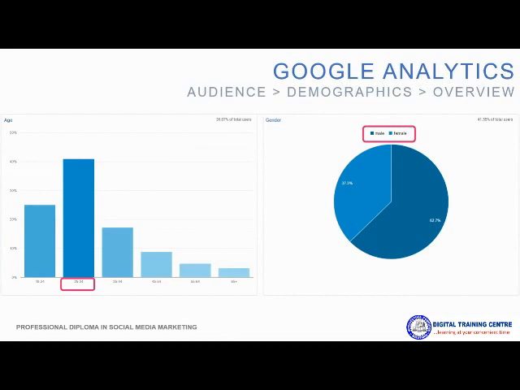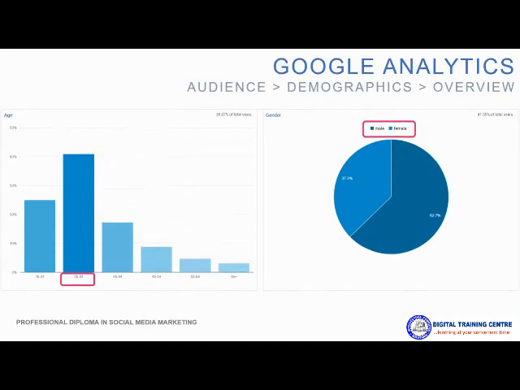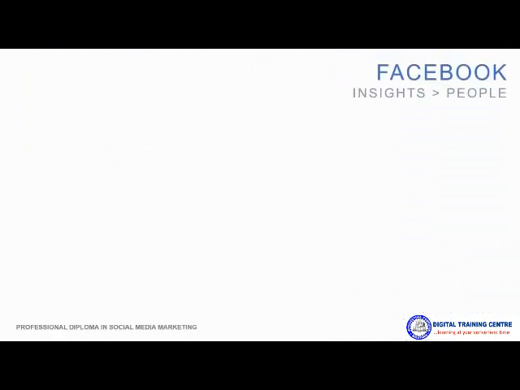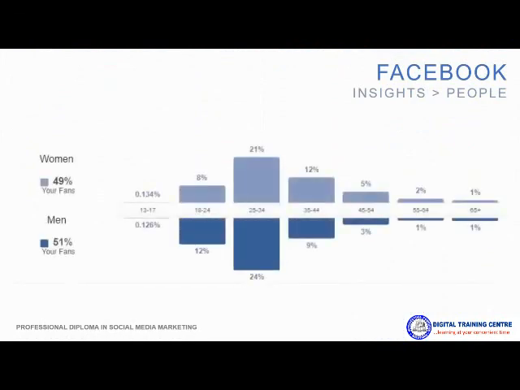So we know that we want to gear some content towards males on our website, but we don't want to exclude the females, because when we start analyzing our other websites, such as Facebook, if we go to our insights and look at our people, here we can see that we have an almost even split between men and women. Still more men than women, but our age range again is also 25 to 34.